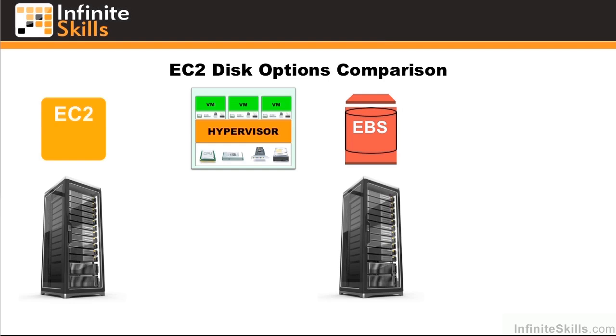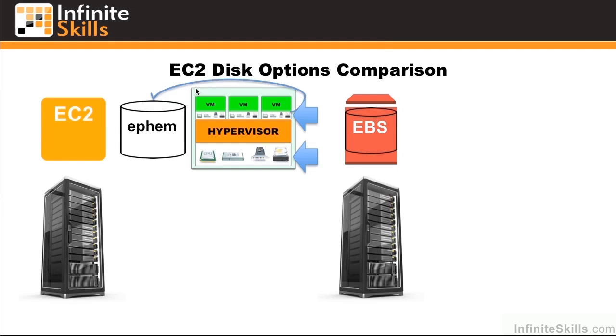This hypervisor takes the machine's local resources, such as CPU, RAM, network card, and disk, and makes those available as individual pieces to each VM, so that each VM sitting above the hypervisor has access to a part of the underlying hardware. When we talk about ephemeral or instance store, we're talking about that disk.